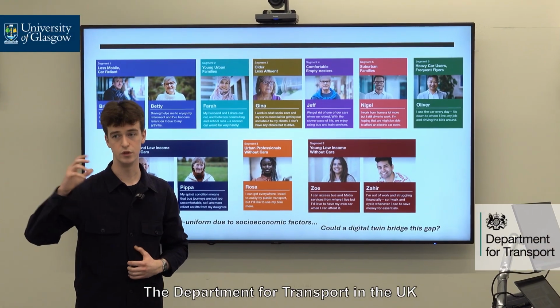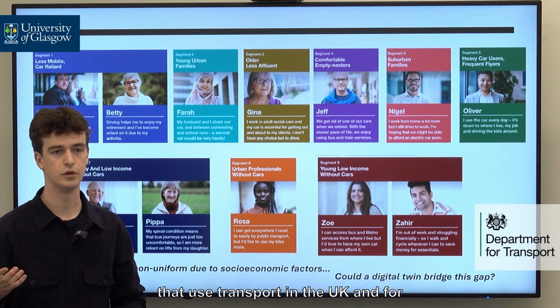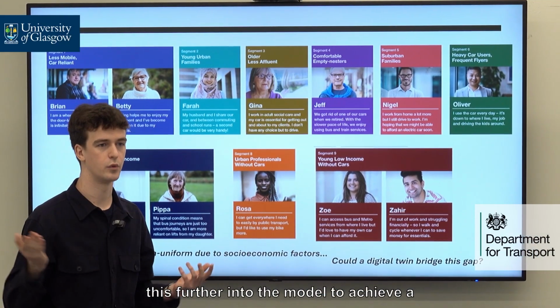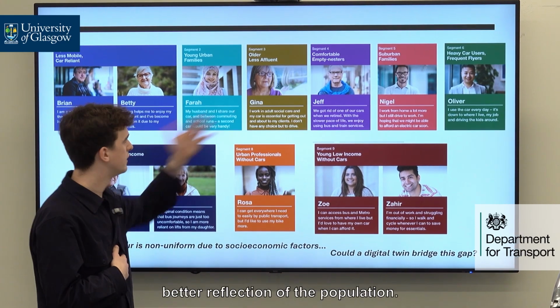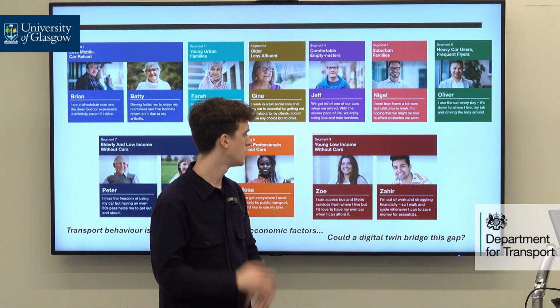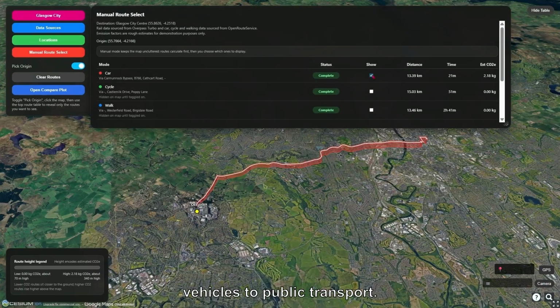The Department for Transport in the UK identified that there are 12 personas that use transport in the UK, and for future work we would hope to integrate this further into the model to achieve a better reflection of the population. This would help to encourage a shift from using private vehicles to public transport.